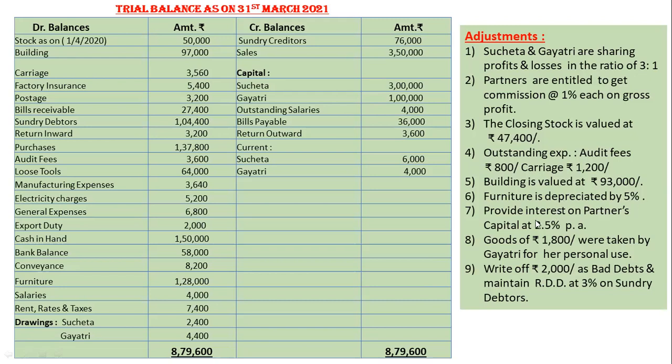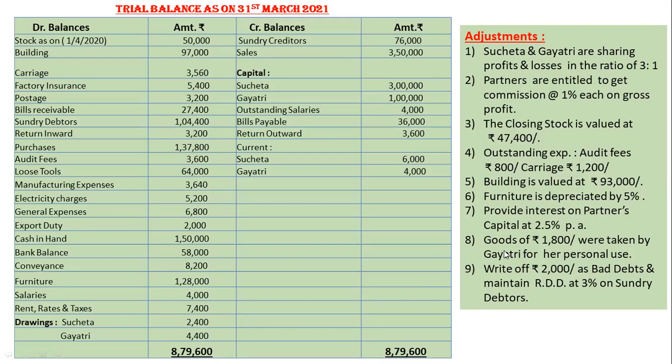Seventh adjustment, provide interest on partners' capital at 2.5% per annum. Number this adjustment as 7. First effect in profit and loss account debit side, and second effect in partners' current account credit side.